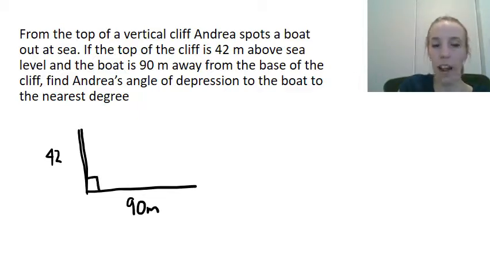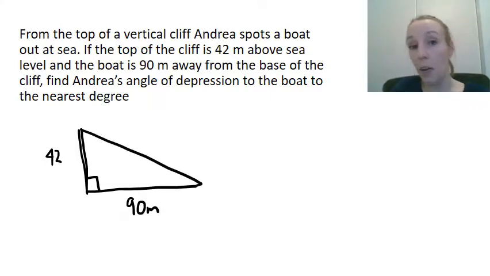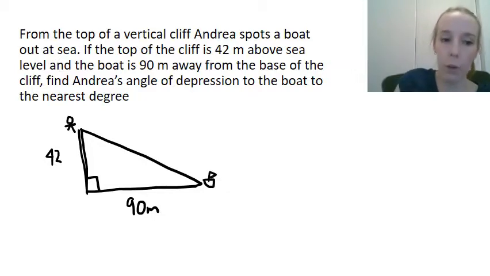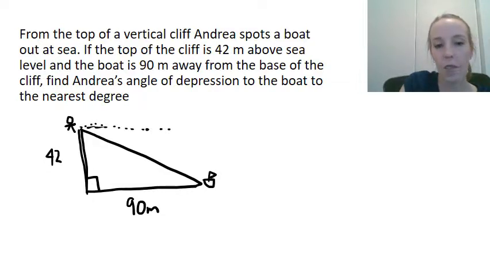So we've got a right angle there because it's a vertical cliff, so you can start to see there where our right angle triangle comes into play. Find Andrea's angle of depression to the boat to the nearest degree. Okay, so Andrea is sitting up here on the top of the cliff, and we've got our little sailboat down here. Now, it says the angle of depression. So the horizon would obviously be coming out like this because it's straight out from where Andrea is seeing. And our angle of depression is going to be this unknown angle here.